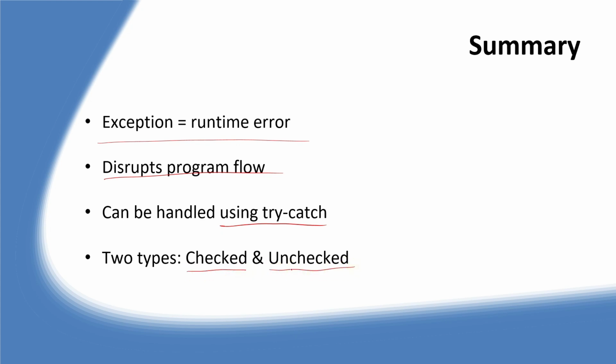Exceptions which are inherited from RuntimeException we call unchecked, and exception classes which are not inherited from the RuntimeException class are checked exceptions, and the compiler forces us to handle checked exceptions during compile time. So we need to handle checked exceptions using try catch block.